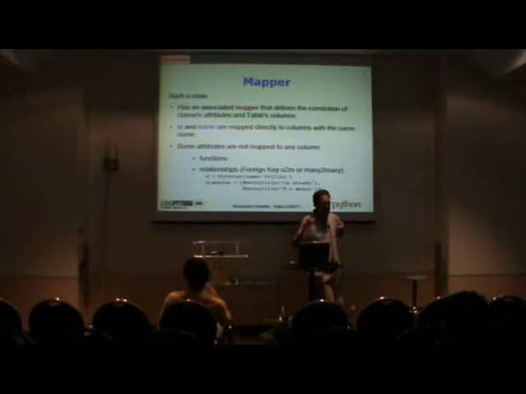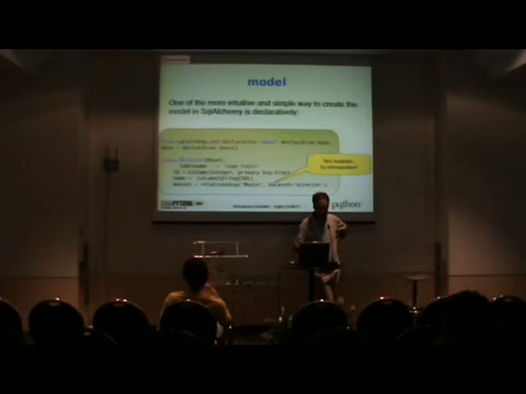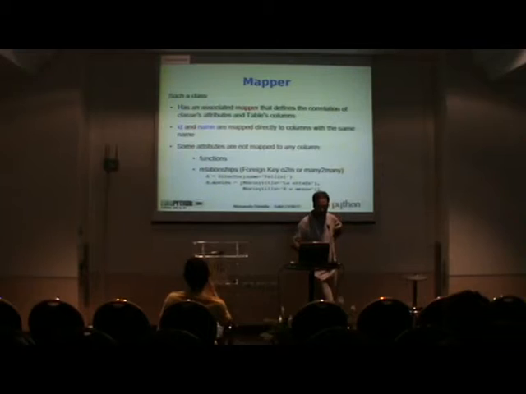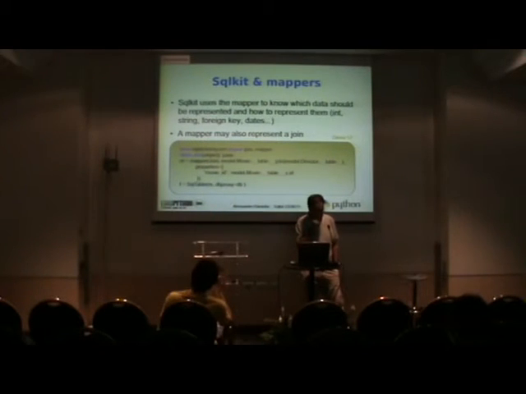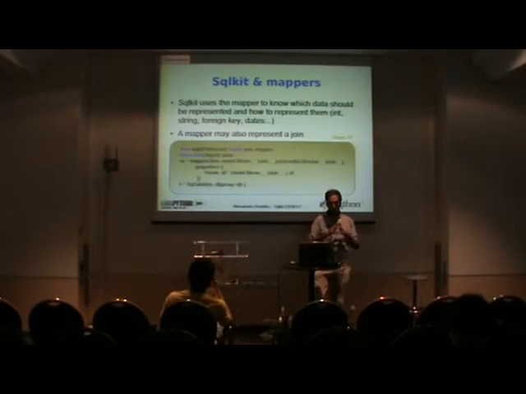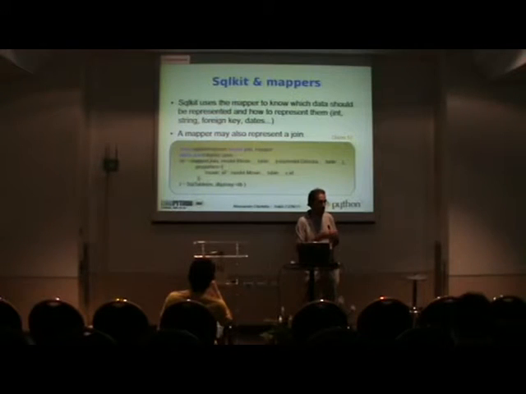Now, the mapper. Each class that has been prepared in this way will have an associated mapper that defines the correlation between the class's attributes and table columns. In this case, id and name are mapped directly to columns. There are things that are not mapped directly to a column. Functions are an example, and the other is relationship, that we have just seen. Sqlkit uses the mapper, and not anything else, to devise how each field must be represented.